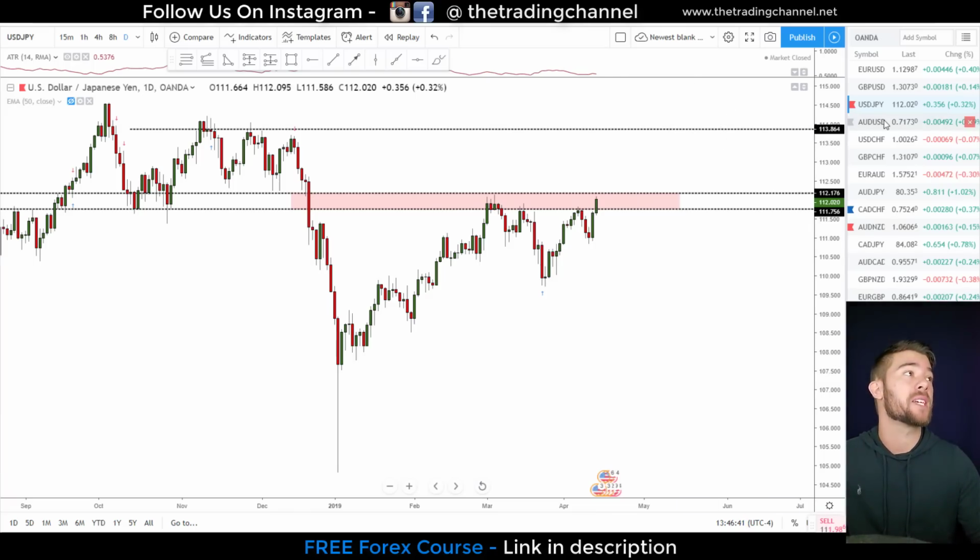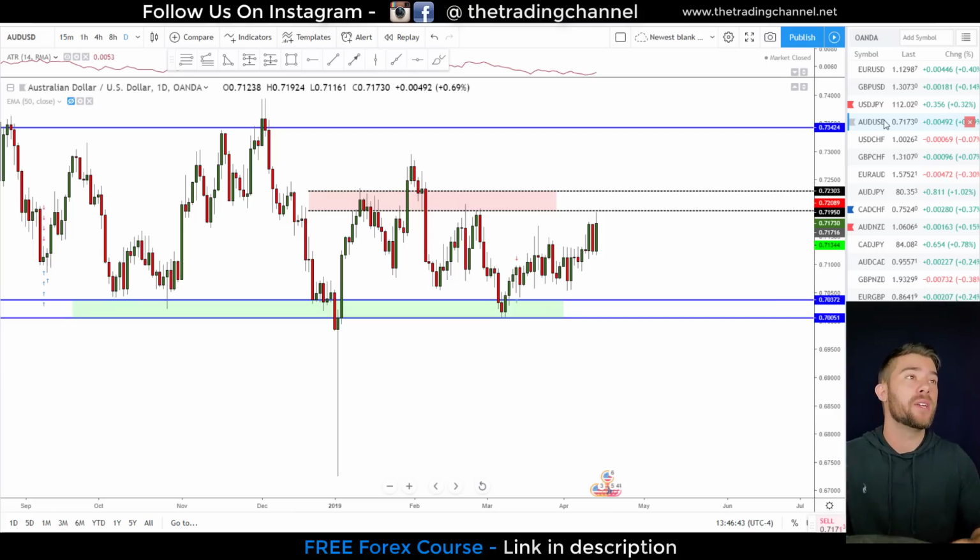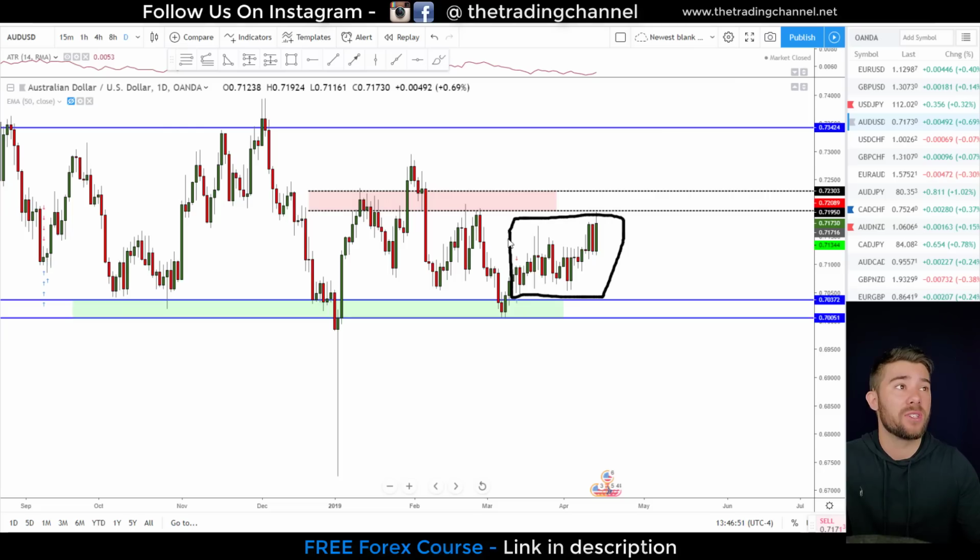Now we'll move on to our next pair, which is the Aussie dollar. Here on the Aussie dollar, we actually finally are making it back to a level of structure. And this right here, guys, this was just a mess, right? This is just complete consolidation for days and through here. And there was really no way to make a good trade out of that consolidation.